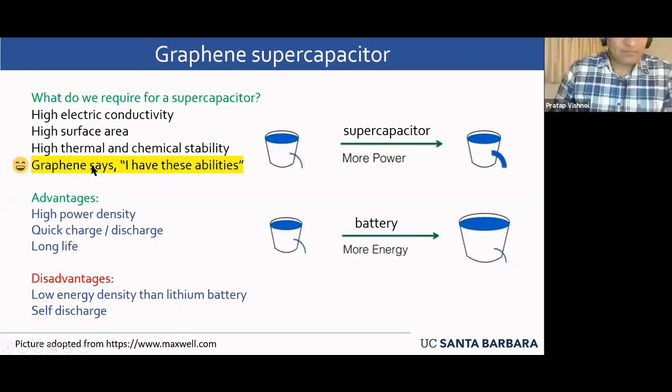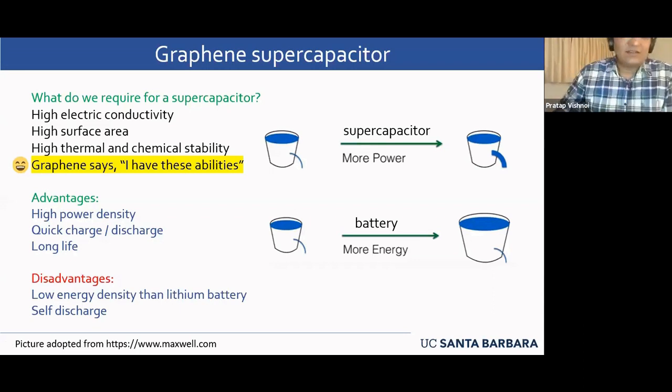So what are the advantages of a supercapacitor over a battery? That's the best comparison we have. It has high power density. That means you can draw more energy pretty quickly. It also charges and discharges quickly, in a matter of a few minutes. And I was reading on the website that a graphene supercapacitor can be used for 20 years, for thousands of charging and discharging cycles.